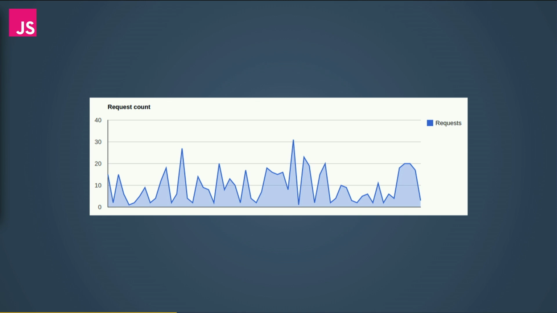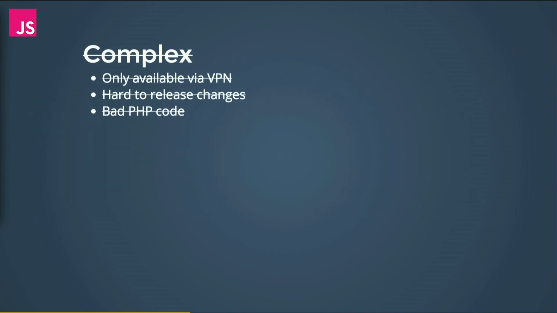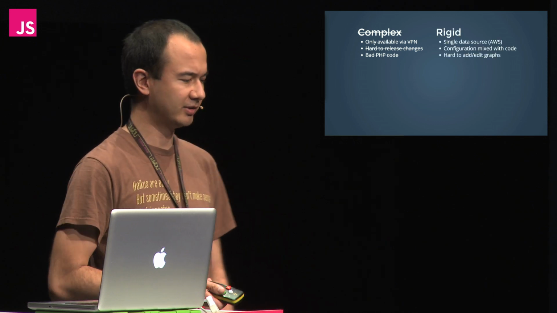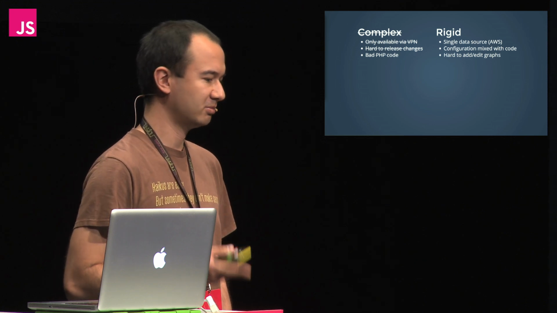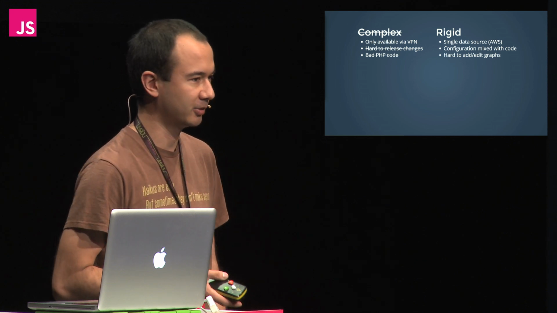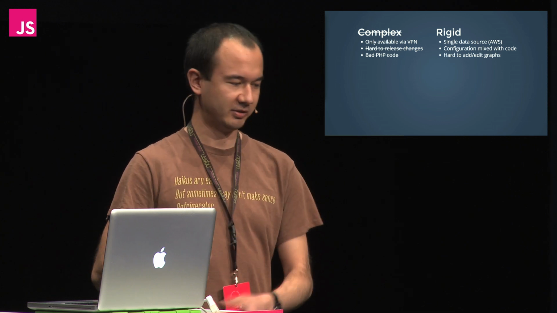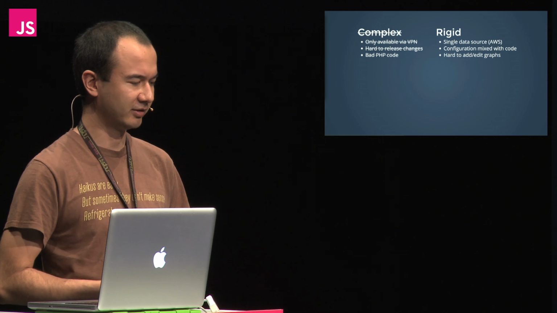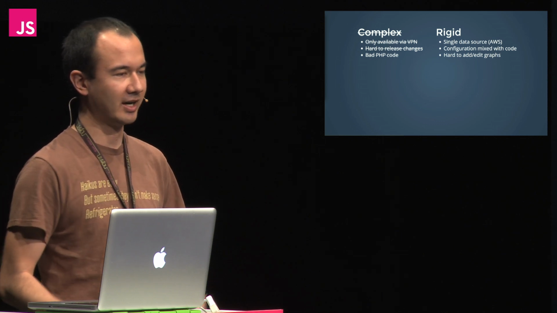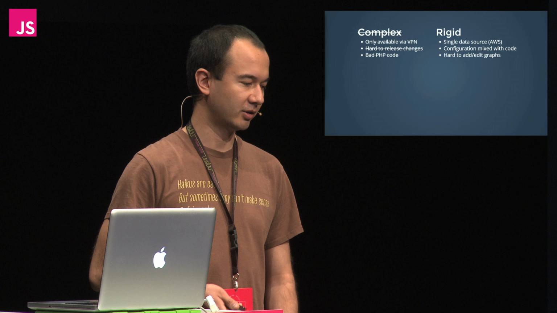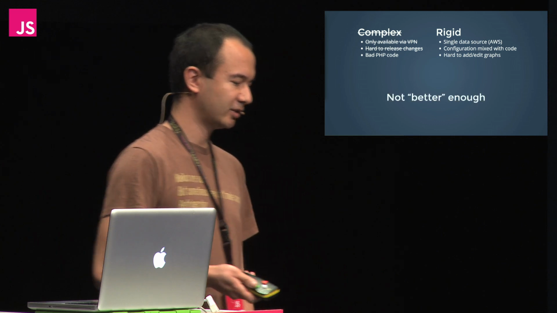Well, not quite, because we've fixed the first aspect. It's no longer complex, because it's just this static HTML page in my browser. It's really easy to edit. There's no VPN crap anymore. There's no horrible PHP anymore. So that's sorted. But in terms of rigidity, we're still pulling from only one data source. We're now reading from AWS, but that's still just only one. And the configuration was mixed into all this spaghetti code that I showed you earlier, so that's not very nice, which means that it's not very easy to add and change graphs quite rapidly. So I'd say it's not better enough.